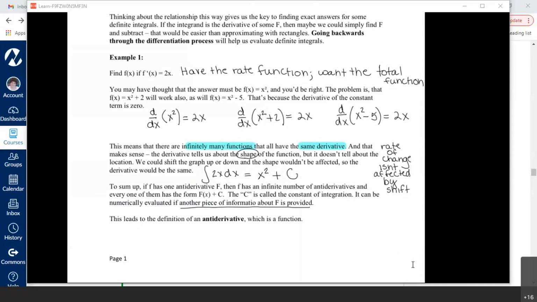Everybody understand all the words? Is this clear so far? Clear so far? Okay.